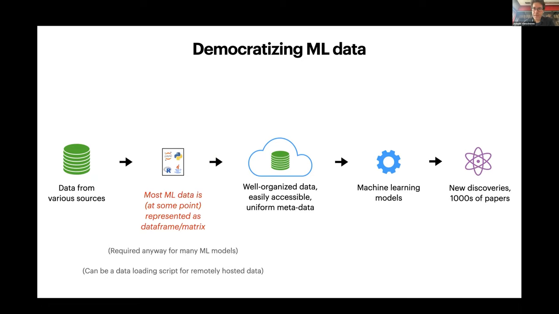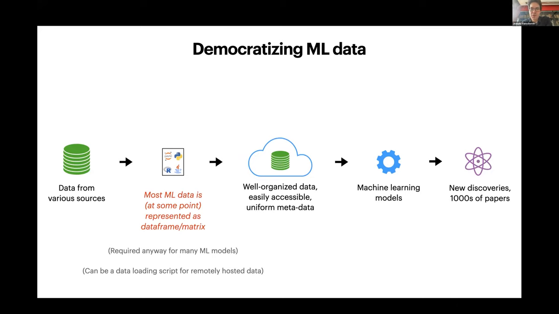Well, if you look at how we apply machine learning methods, typically at some point we have to convert the data into some data frame or matrix representation. Most machine learning models require this to do anything. You need to represent your data as a large matrix or some data frame. And so if you have to do this anyway, that'll be the ideal point where we store the data.